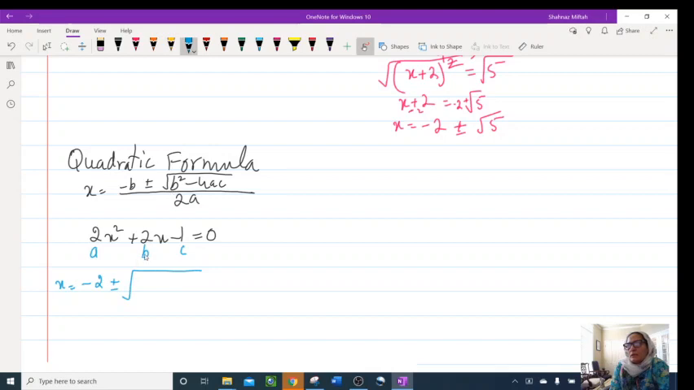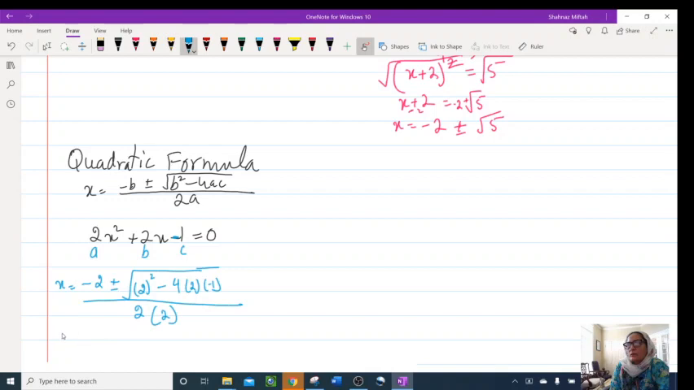Then I have the square root. b is again positive 2, so I'm going to do 2 squared minus 4 stays. What is a? a is 2. What is c? c is negative 1. Do you see? Keep the signs, so negative 1. Everything is within the square root. In the bottom, we have 2a. a is 2, we already know that one. Okay, that's what I got.